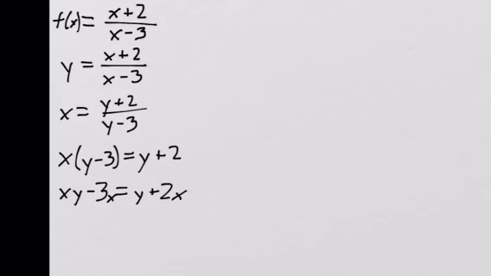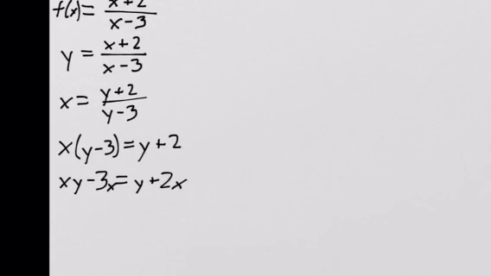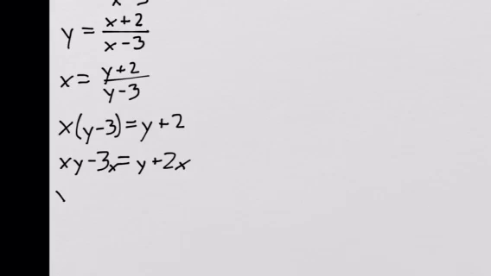And now the trick to this is I want to get everything with a y on the left and everything that doesn't have a y on the right. So I'm going to subtract y from both sides. I put an x there that I shouldn't have down here. I'll get rid of it. And I'll add 3x to both sides.